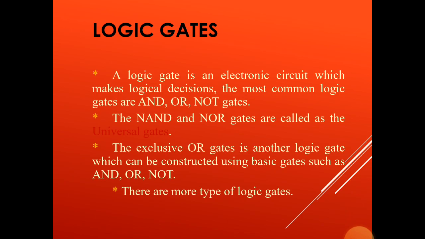In general, a logic gate is an electronic circuit which performs logical operations. The logical operations are known as AND operation, OR operation and NOT operation. AND operation is similar to multiplication. OR operation is the same as addition. NOT is nothing but inversion. The AND gate, OR gate and NOT gate are used to perform these logical operations.